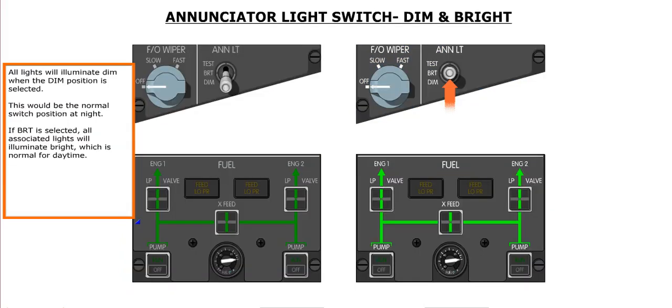All lights will illuminate dim when the dim position is selected. This would be the normal switch position at night. If bright is selected, all associated lights will illuminate bright, which is normal for daytime.